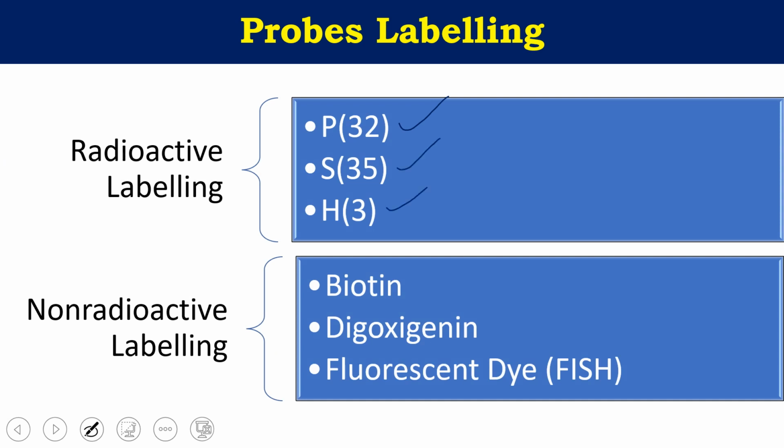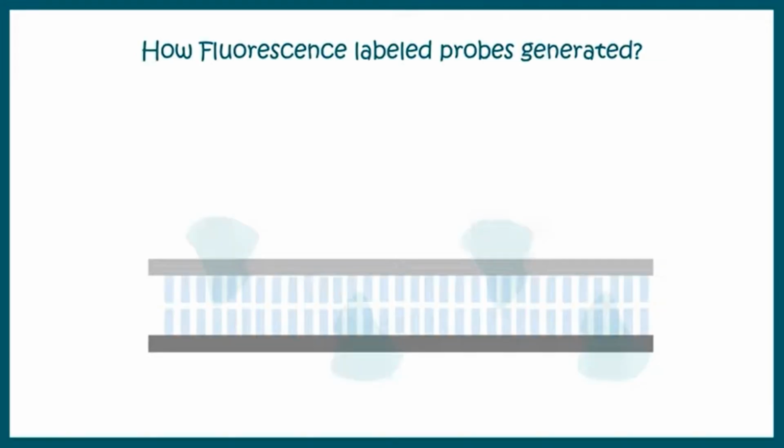So these are going to emit some kind of radiation, and that radiation will be measured by a Geiger counter. When we are talking about non-radioactive substances, non-radio labeling, that time we are going to use either fluorescence or some specific type of dye binding like biotin or digoxigenin. So this is how we are going to make probes.